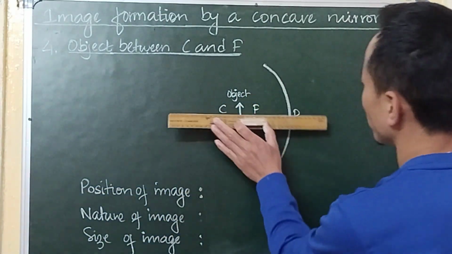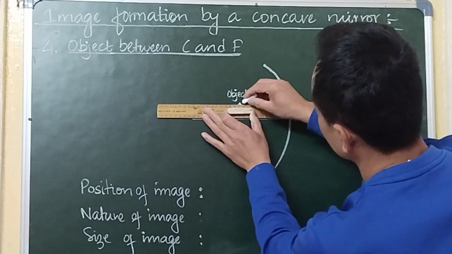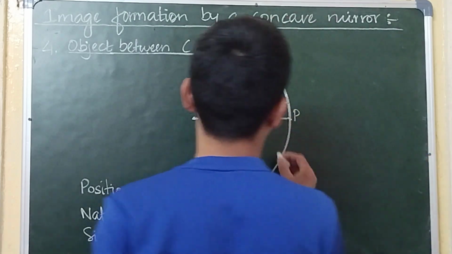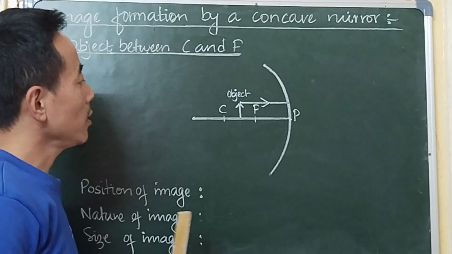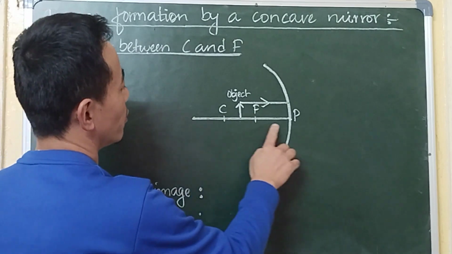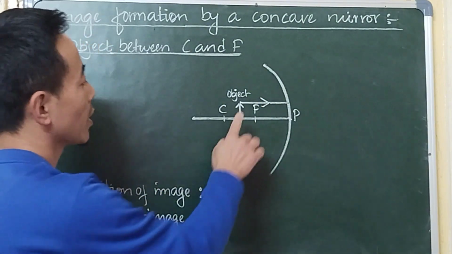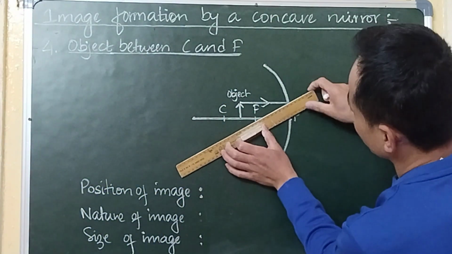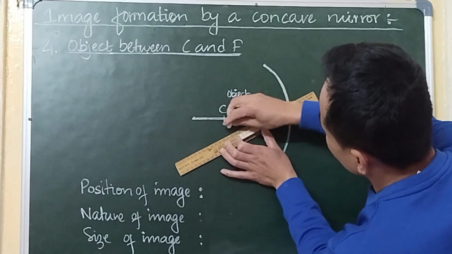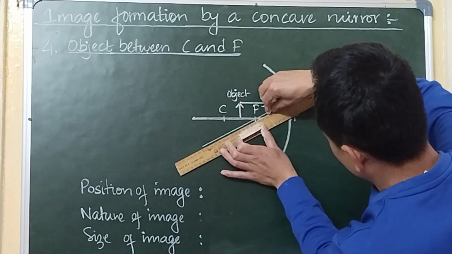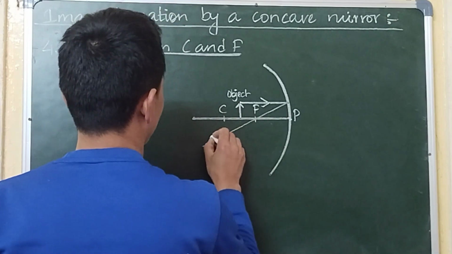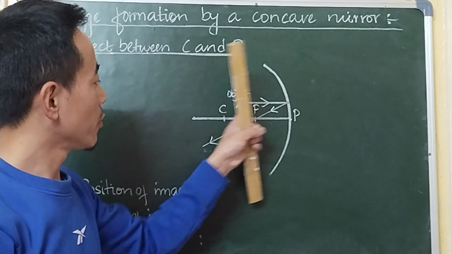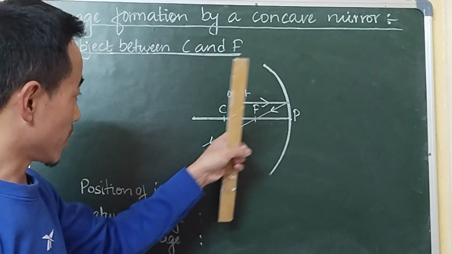So the first incident ray we will consider parallel to the principal axis. If you know the 3 rules, you can do all the image formation. The rules are very important. As you can see, we have taken this incident ray parallel to the principal axis. Now the rule says, if the incident ray is parallel to the principal axis, the reflected ray must pass through the focus. So after reflection, this ray will travel through the focus like this. This is your reflected ray which is passing through the focus.